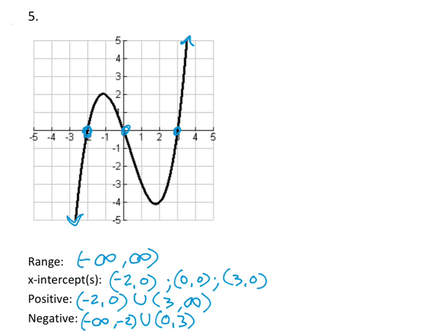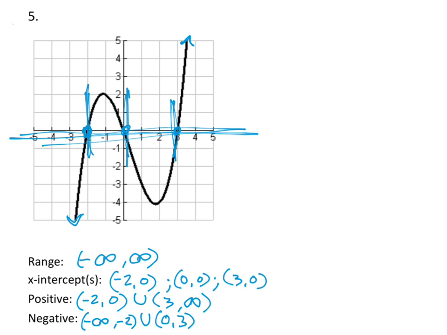Positive and negative. Let's start with positive. Positive means above the x-axis, or above the ground here. You've got this section, which ranges between negative 2 and 0. And then you've got this section, which starts at 3 and continues on to the right forever. So those are my intervals there, negative 2 to 0, and then 3 to infinity.